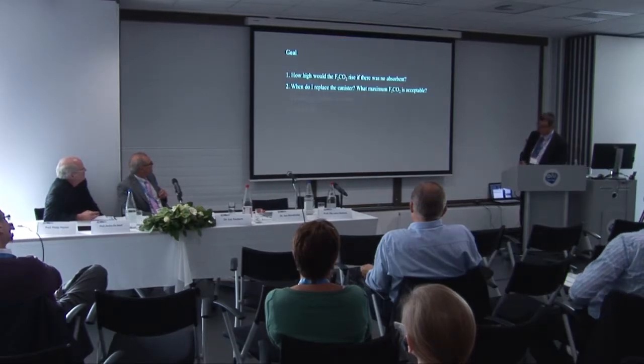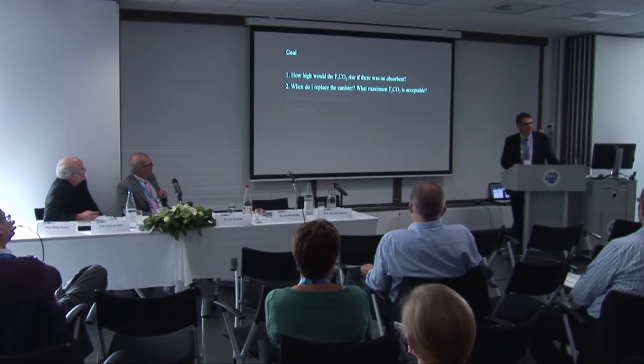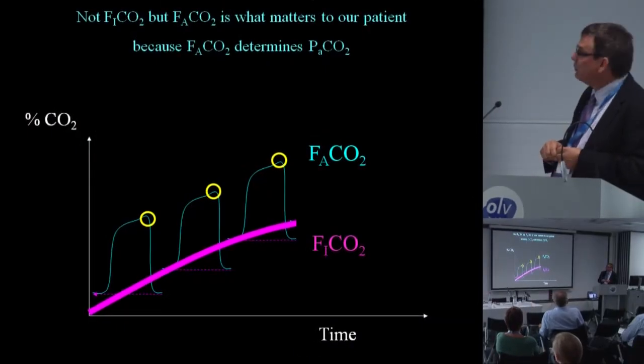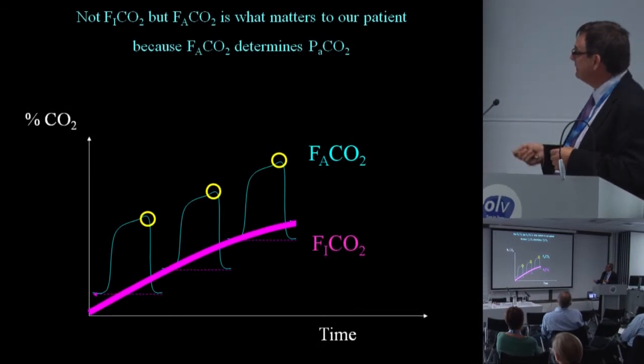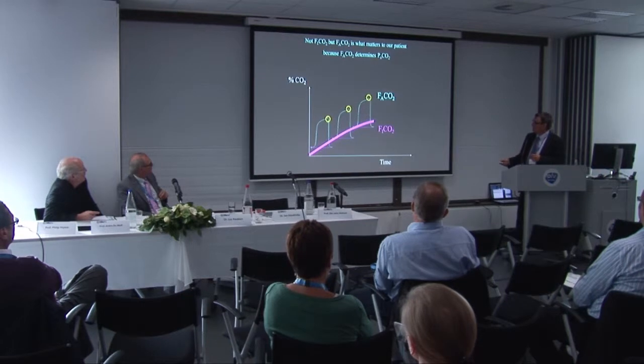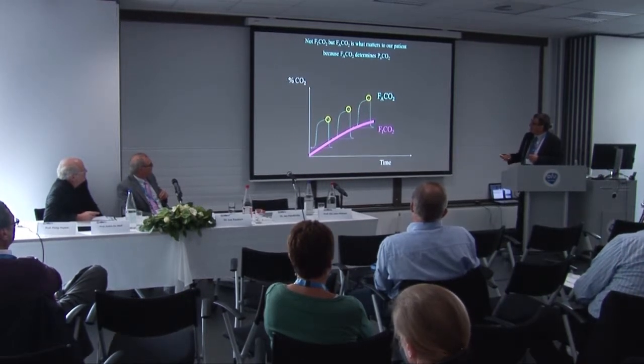So clearly, we need canisters. Now the next question is, when do I replace the canister? And what maximum FiCO2 is acceptable? Well, it's not the FiCO2 that's important, not the inspired CO2, it's the end-tidal CO2, because that is what matters to our patient, because that determines the arterial CO2. So the FiCO2 will rise as the canister exhausts, but the FaCO2 will rise along, and that's the important number.